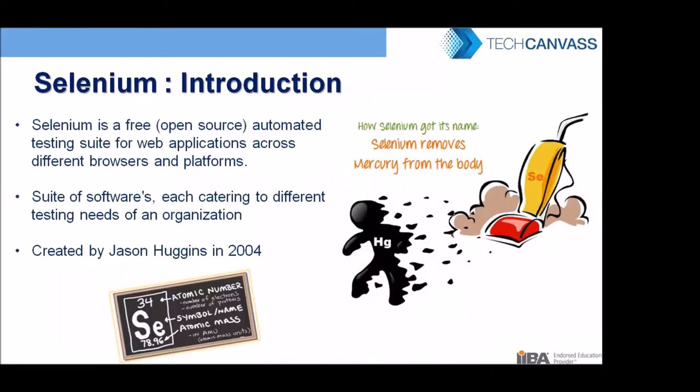A brief introduction about Selenium. As I said, it's open source. It's free to automate our web applications across different browsers and platforms. It's not only limited to web applications. You can also try and automate your mobile apps, but definitely not desktop applications. Selenium is not made for them. For automating desktop applications, you can have a look at QTP or AutoIT. There are different tools available.